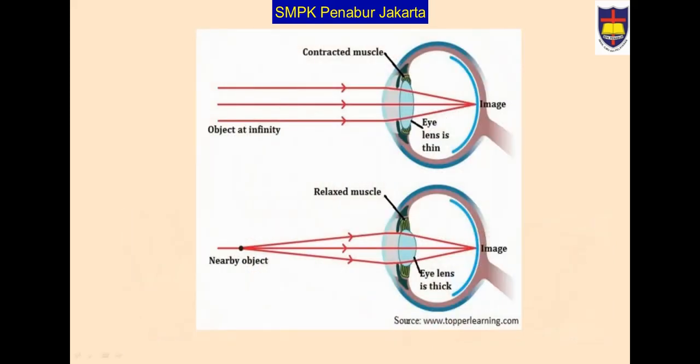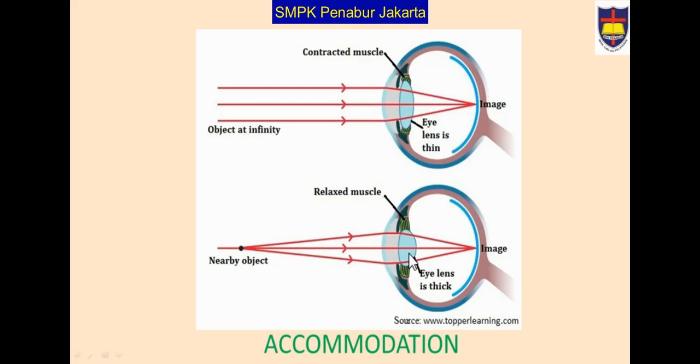This picture describes the process of focusing in human eye. To see distant objects, the lens becomes thin. Meanwhile, to see nearby objects, the lens becomes thick and round. This process is called accommodation.